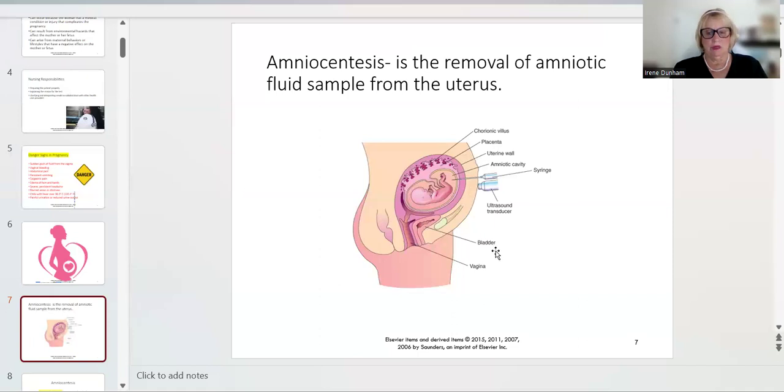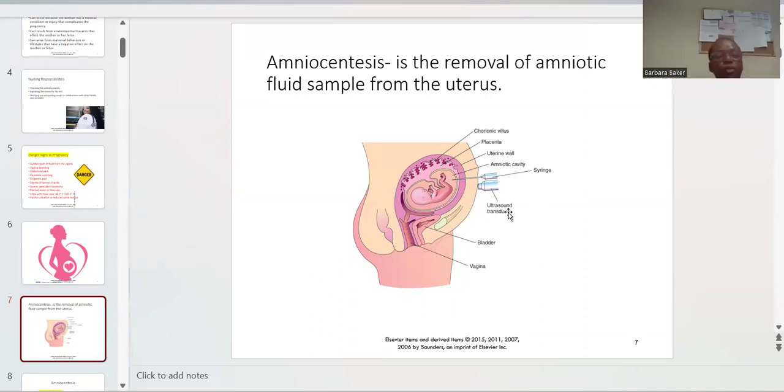Now, it has its risk, because anytime you go into the uterus, it could definitely irritate the uterus and make it start contracting. So she could have a miscarriage. So again, it is with risk. And so usually after we get done, we have the patient lie very still, and we monitor for contractions and for any vaginal bleeding.